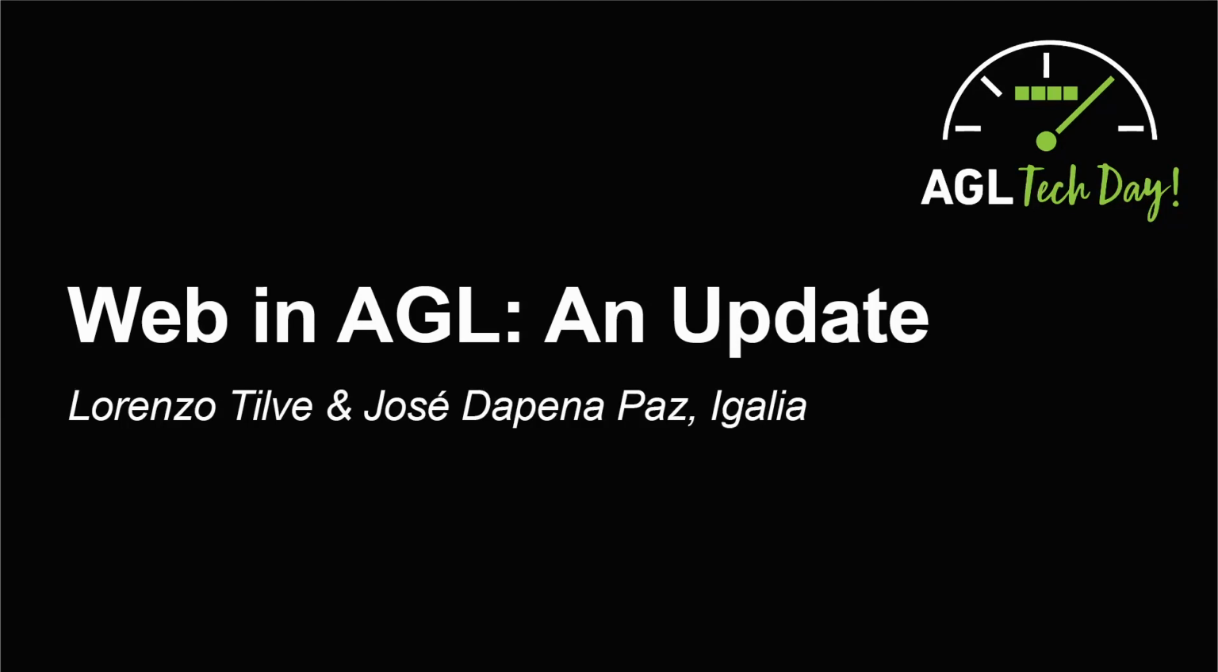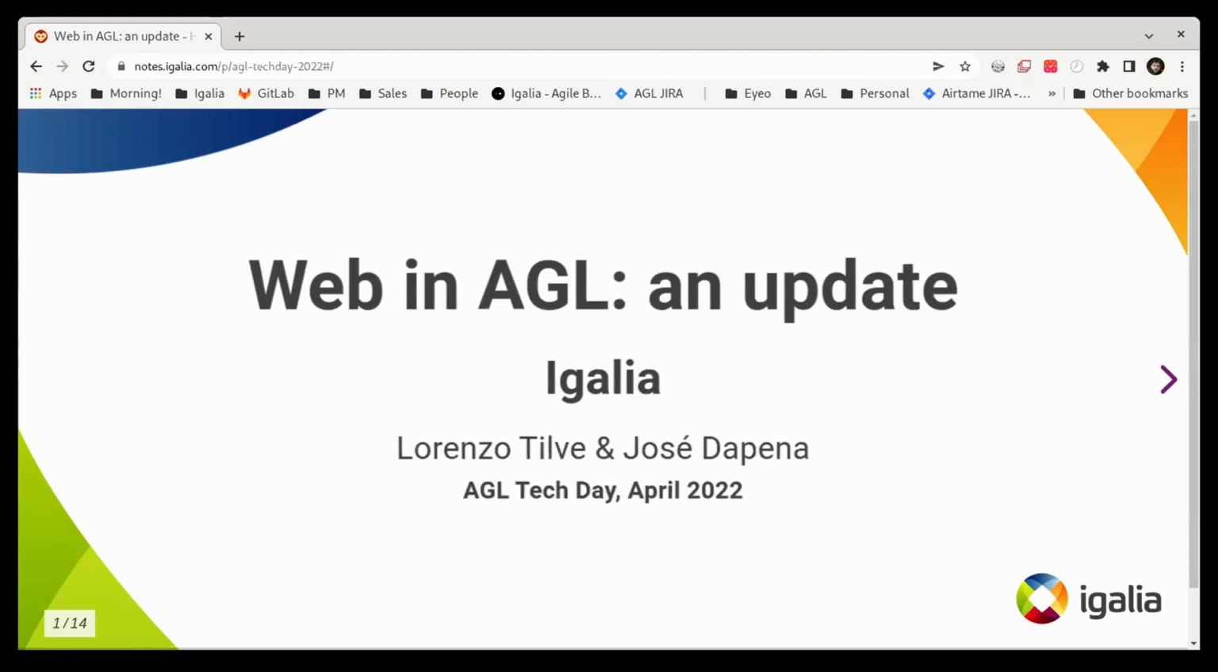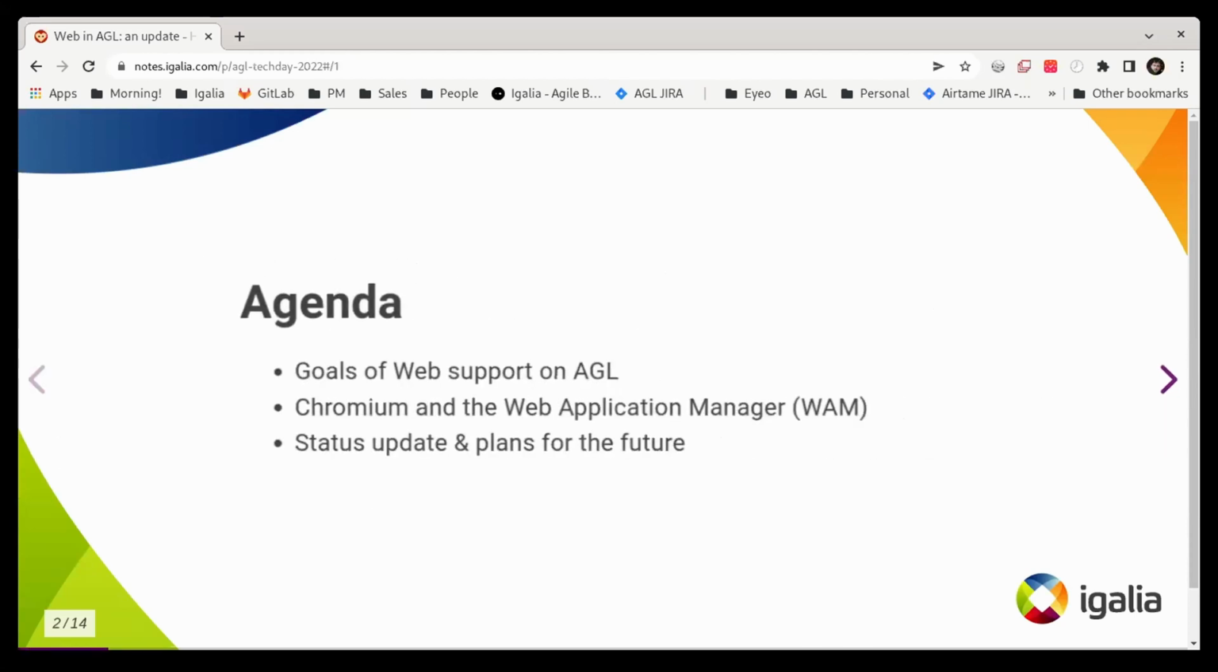So in this presentation, we are going to give an update about the status on web in AGL. I will try to be brief as we are a bit behind the schedule. So the plan for today is doing a high level recap on the goals we have for supporting web on AGL, and then introduce the status of the web application manager in the platform, what we have been working on, and which are the plans for the future.